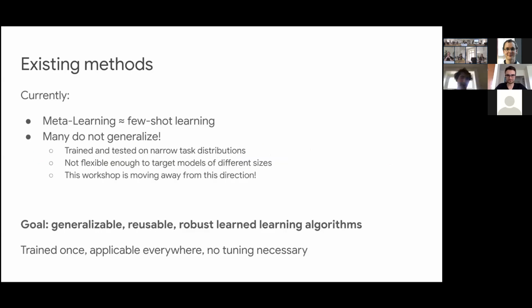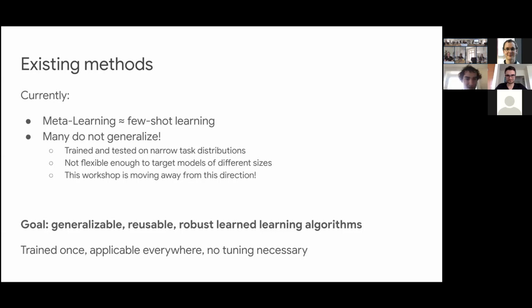Currently, however, most existing meta learning methods don't really capture this goal. They're mostly synonymous with few-shot learning. Most of these methods focus on a very small domain of learning. And many of these methods don't really generalize very well. They're trained on relatively narrow distributions of tasks, and they're not flexible enough to target different model sizes, different distributions, things like that. It's been really refreshing in this workshop, however, because there's been a lot of work that's actually moving away from this direction. So I really appreciate a lot of the work going on and presented here.